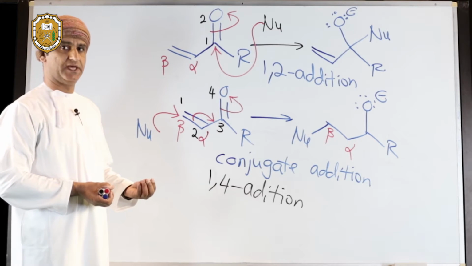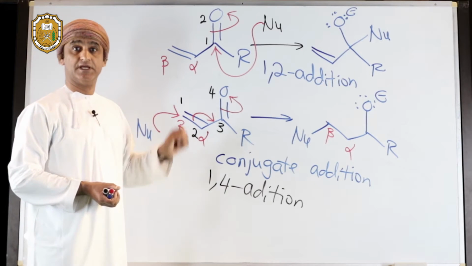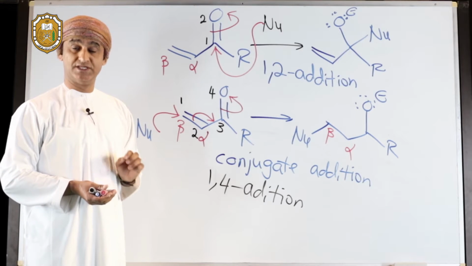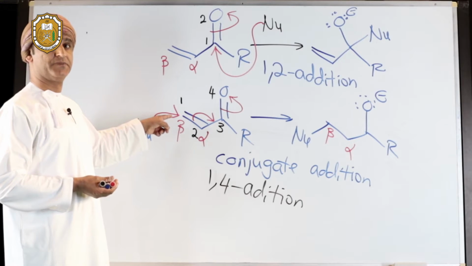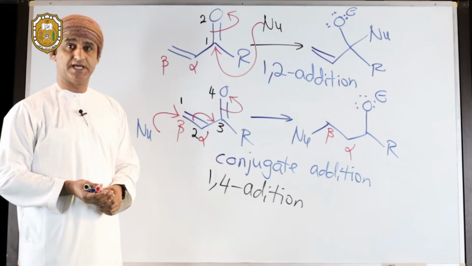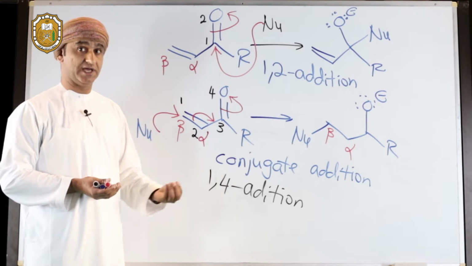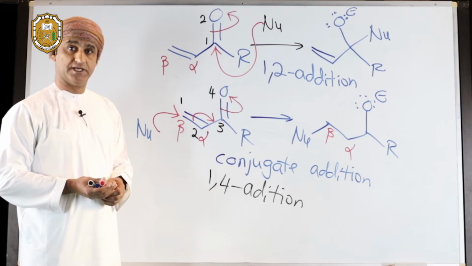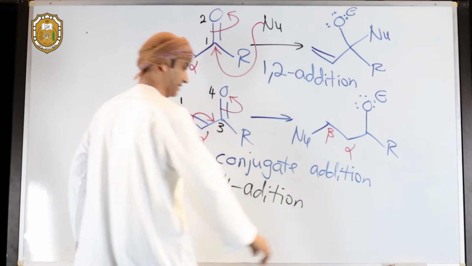So in summary, if a nucleophile attacks carbon number 1, or the carbon of the carbon-oxygen double bond, the nucleophilic addition is described as 1,2 addition, whereas if a nucleophile attacks the beta carbon of an alpha beta unsaturated carbonyl compound, the nucleophilic addition is described as conjugate addition or 1,4 addition. Let's now take examples of the two types of nucleophilic addition reactions.